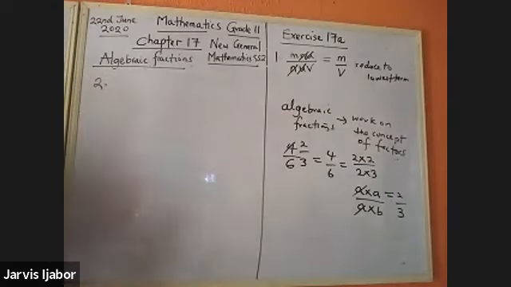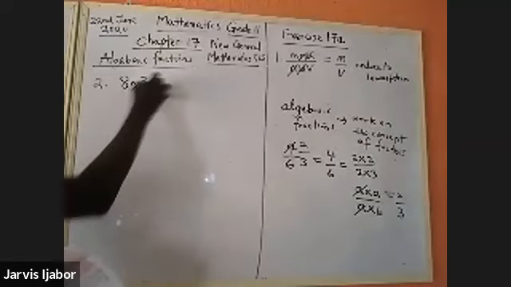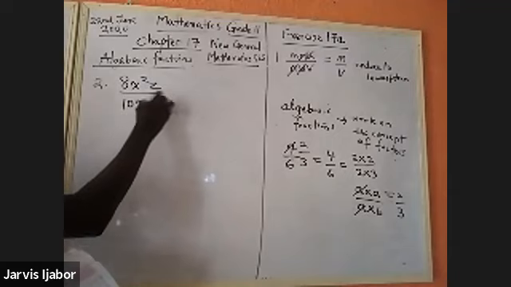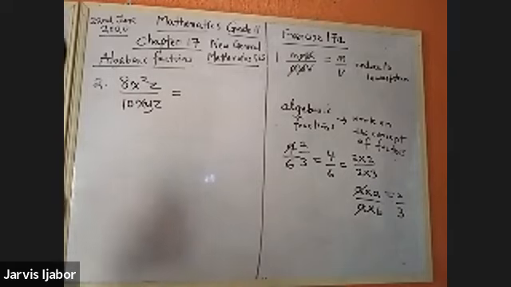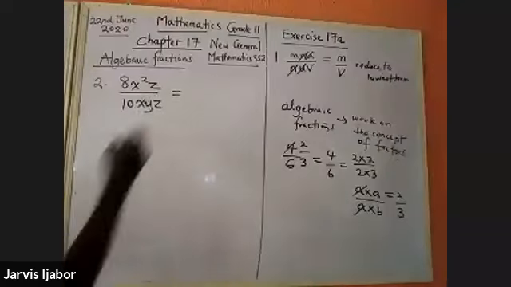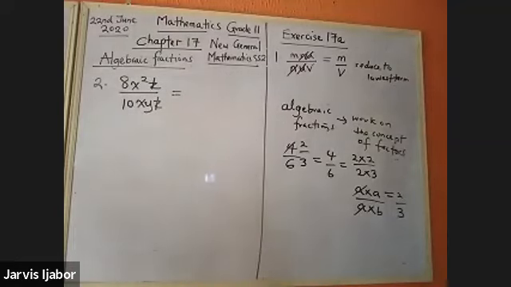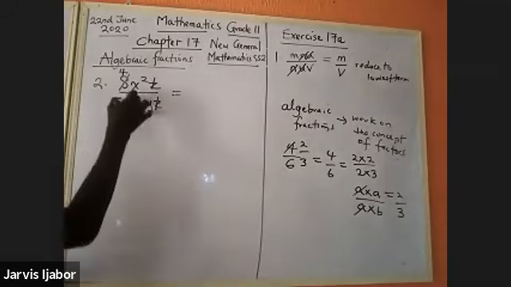Now let's look at number 2. Number 2 says 8x squared z over 10xyz. How do you go about solving this? Are we all together? You check what is common to the numerator and denominator. Now in this question, see what is tested. I can easily cancel z because z is common to both. I'll leave x first. I can cancel 8 and 10 because the common factor is 2.